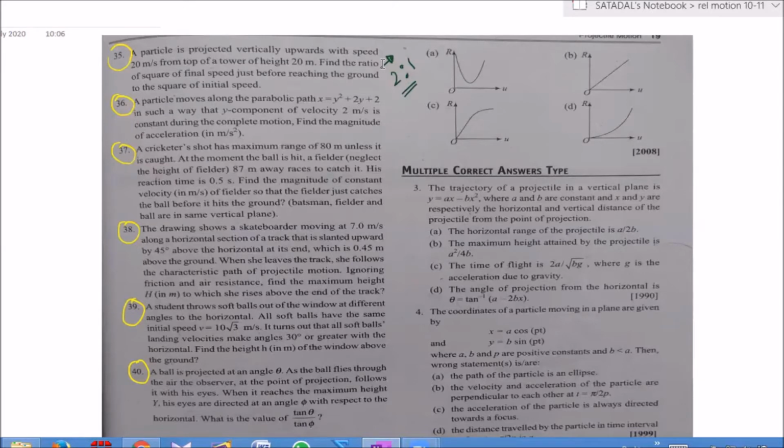Yes, Chaitanya? Sir, 36 answer 50 meter per second square. No. Work out every single question up to 40. After that, I will take the answers. To all of you, first practice up to 40. After that, I will take the answers.